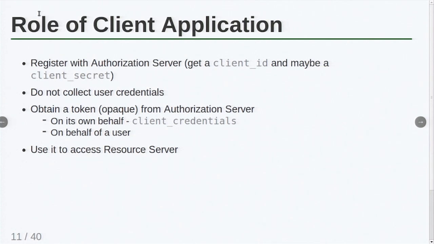If the token's on behalf of a user, there are actually three ways specified in the core spec to do that. One of them was that complicated approvals dance that I showed you, and that's called the authorization code grant. And so those are the two core use cases.